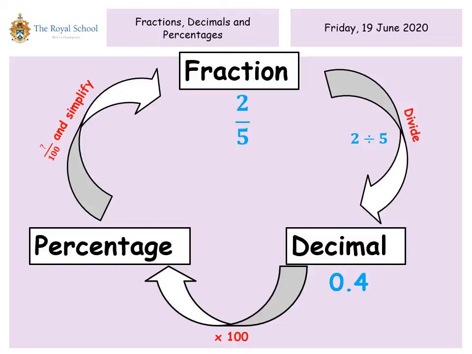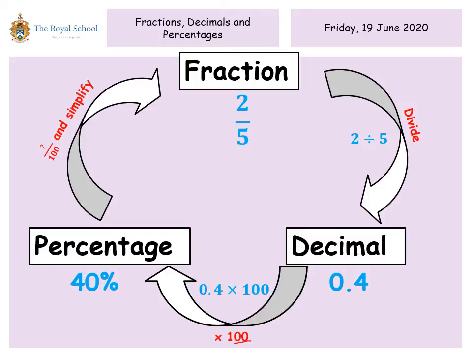Now, to turn that decimal into a percentage, we'd need to times it by 100. Remember, 100 here has 2 zeros, so we're going to move our decimal point twice on that number. Once would get us 4, and then twice would get us 40. So this turns into 40%.